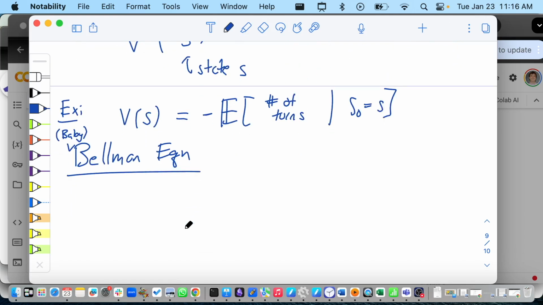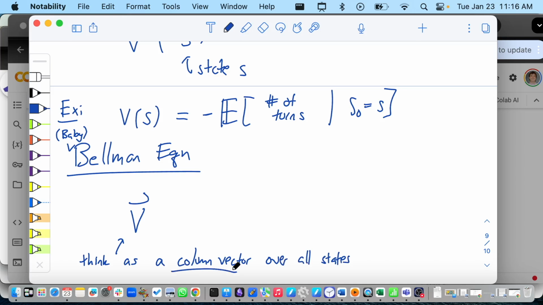And the Bellman equation tells you what the solution is. It tells you an equation that V has to satisfy, and it says this. V is a function that inputs S, so think of it as a vector over all states. Actually, it's going to be a column vector. So think of this V of S as a column vector: state 0, state 1, state 2, all the way up to state 9.